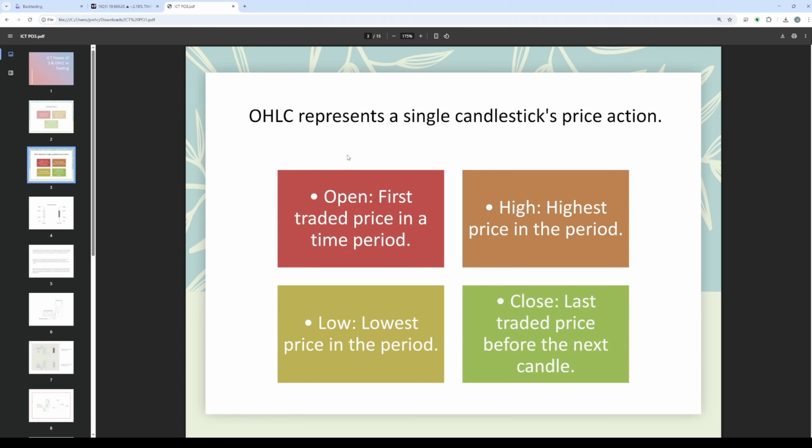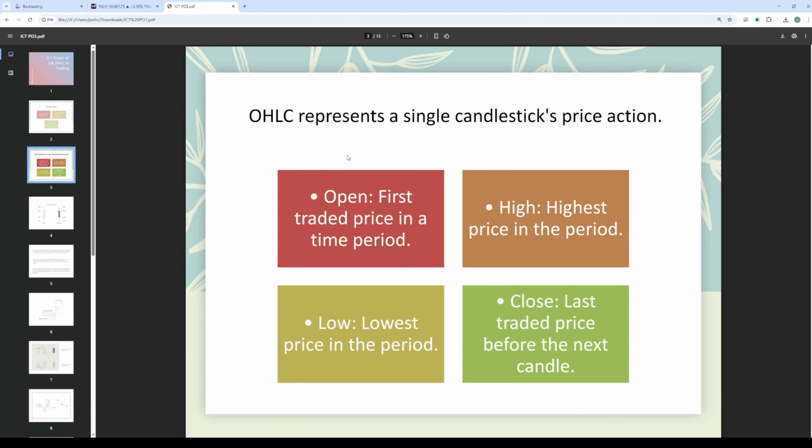So the open, right? OHLC stands for open, high, low, close. Now, the open is the first traded price in that time period. So if we were looking at the daily candle, that would be the daily open of that candle. The high is the highest point in that price period. So if we're looking at a daily candle, that would be the high of that candle. The low is the lowest price in that period. So again, the low of that candle. And the close would be the closing price as that candle closes.